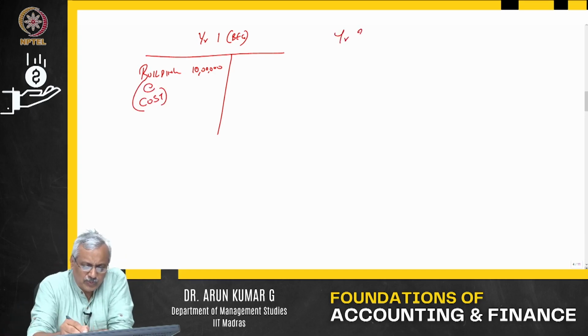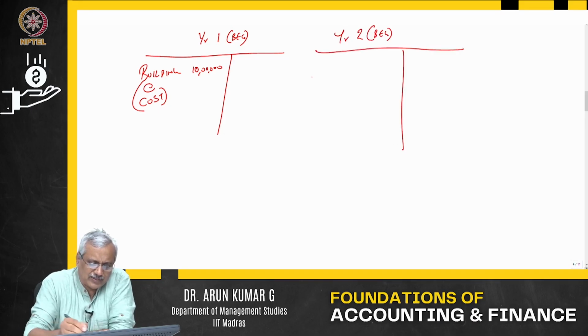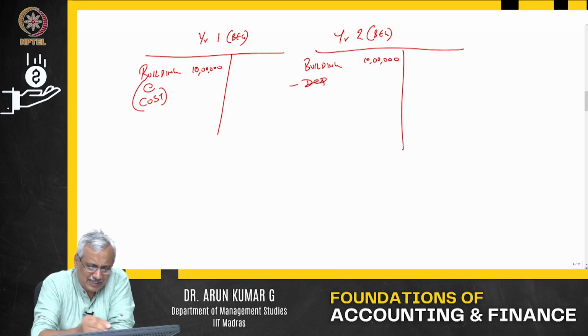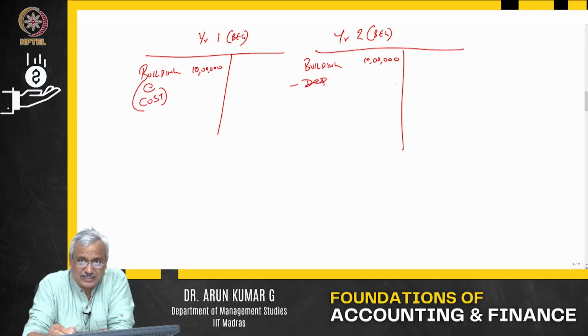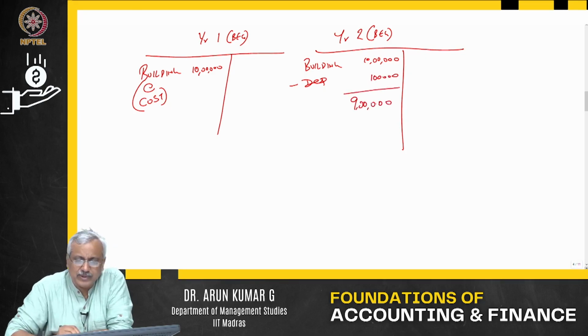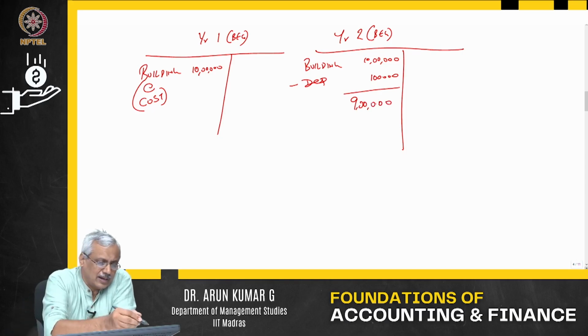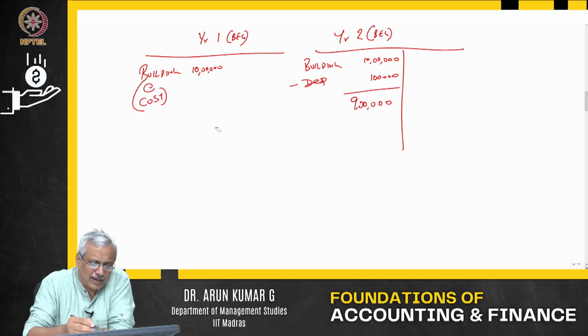Beginning of year 2, what will be the balance sheet? The balance sheet will look like building 10 lakhs at cost minus depreciation for the first year, between the 1st of January and the next year 1st of January. Let us say depreciation is 1 lakh and then let us say 9 lakhs is the value of the building.